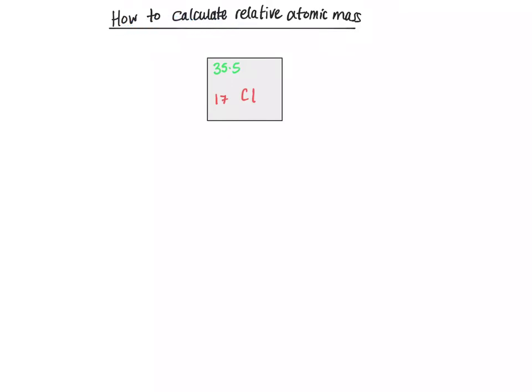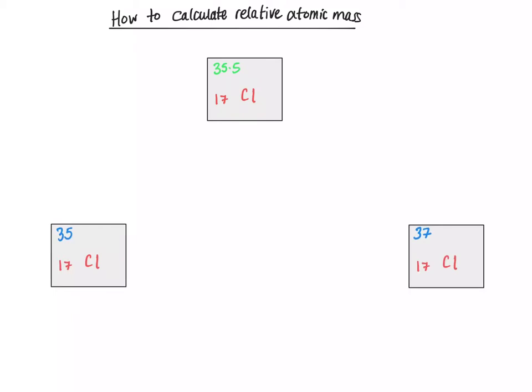How to calculate relative atomic mass. So if you look at a periodic table, you'll see there are two numbers on, for example, chlorine. There's the atomic number, 17, and there's the relative atomic mass, 35.5. And the question is, how can you have a mass of something that's 35.5, because you can't have 0.5 of a proton or 0.5 of a neutron?